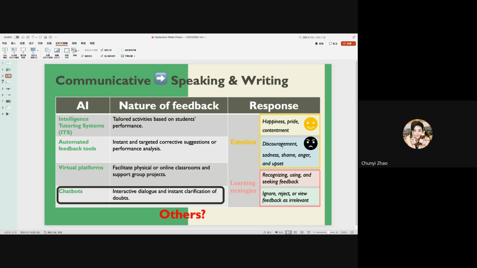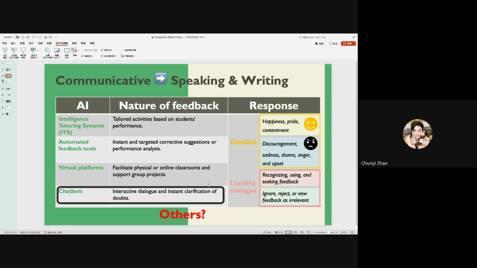In addition to the emotional responses, they also change their learning strategies. According to the feedback they get, if they are satisfied with this feedback, they will be recognizing, using, and seeking feedback. This is the positive kind of learning strategies. However, if they don't like the feedback, they will ignore, reject, or view feedback as irrelevant.